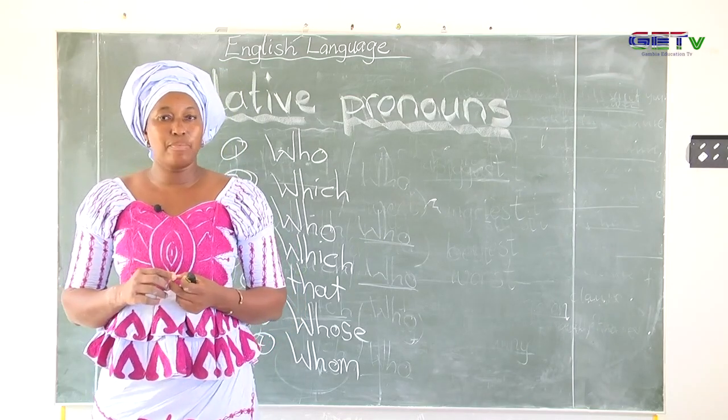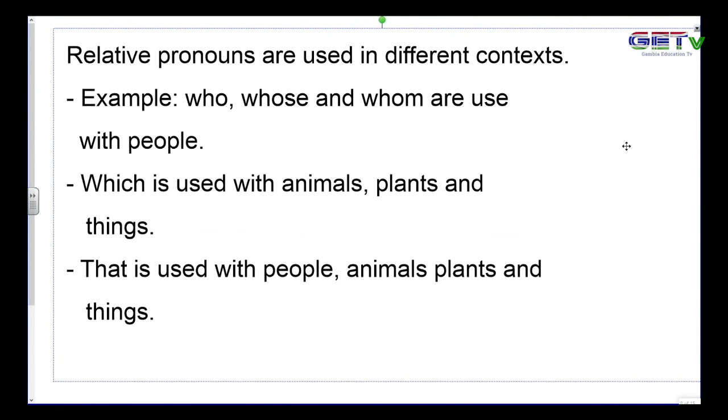And let's recap. Relative pronouns are used in different contexts. Who, whose, and whom are used with people, which is used with animals, plants, and things. That is used with people, animals, plants, and things. So put that at the back of your mind anytime you are dealing with relative pronouns. Take note.